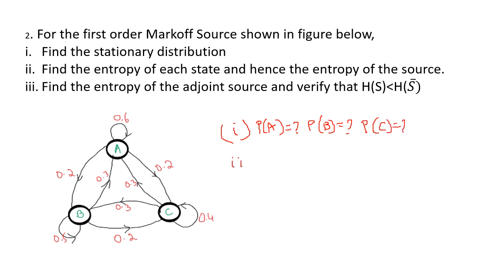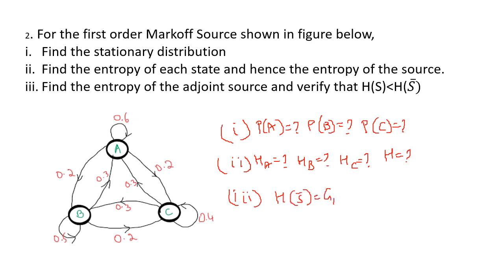The second question is finding the entropy of each state. So we need to find HA, HB, HC, and hence find the entropy of the source, which is nothing but H. The third part is to find the entropy of the adjoint source, that is, the entropy of the first interval of time. So H of S bar is nothing but G1 here. We have to find G1 and hence show that H of S is less than G1, or H of S bar, in this particular problem.